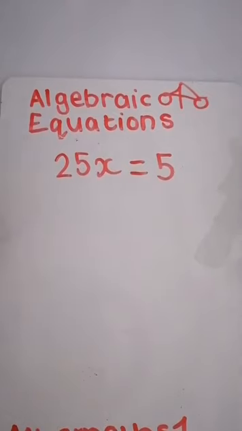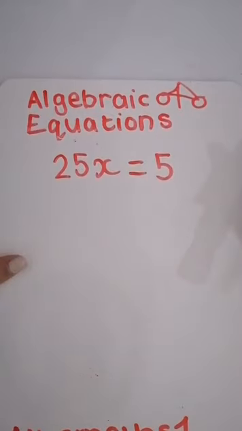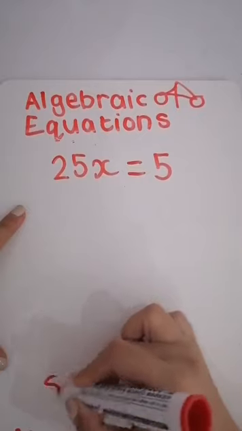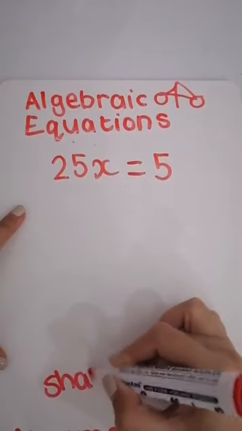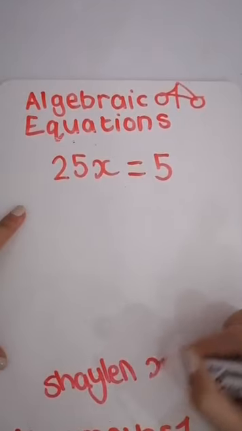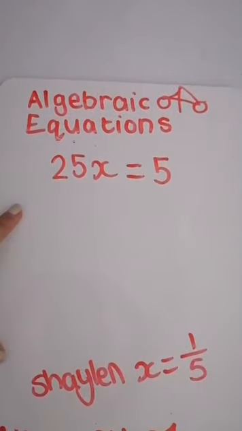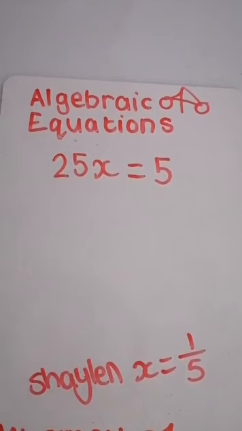So guys, based on the previous example, I'm seeing, who's this? Shaylin B. I'm getting a guess of 1 over 5. I'm just going to write out what you've said. So Shaylin says x is equal to 1 over 5. Any other guesses? Okay, you can let me know.